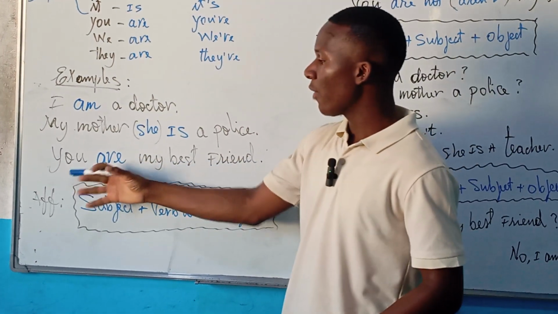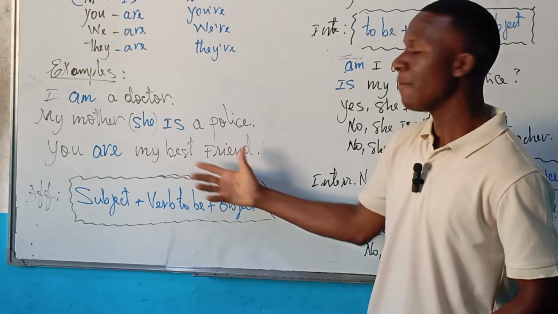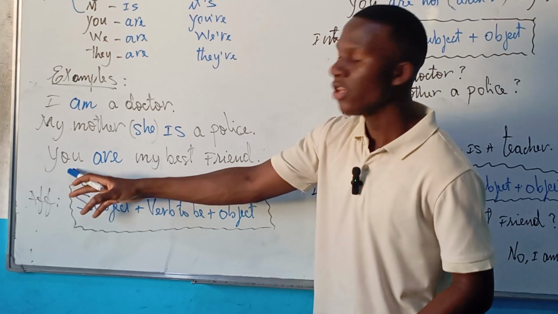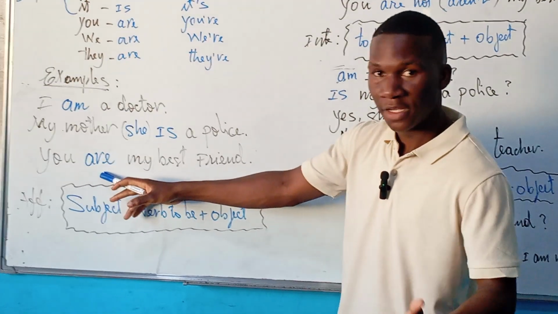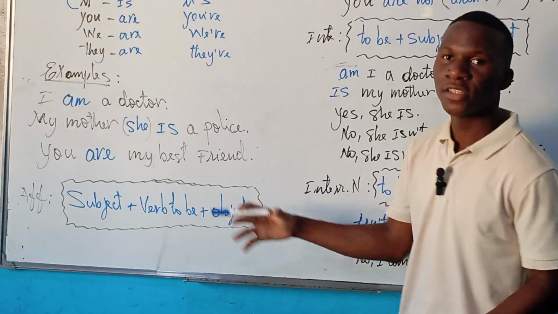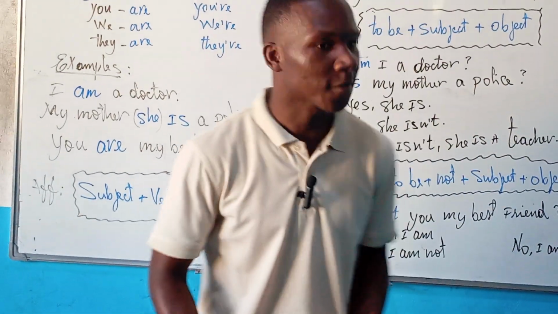And also here we've got, you are my best friend. Here you can see your subject, and after that your verb, as I said, and your object. You are my best friend.